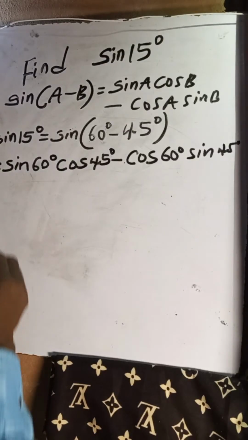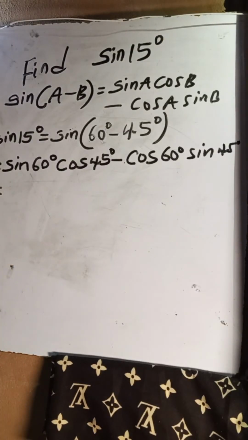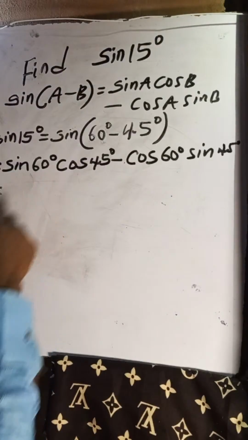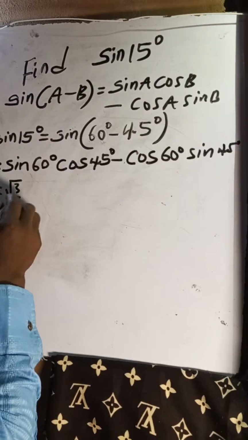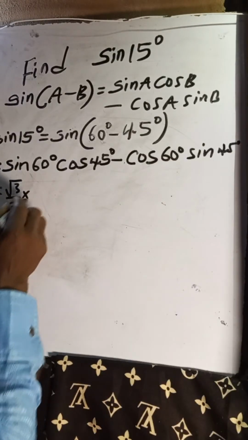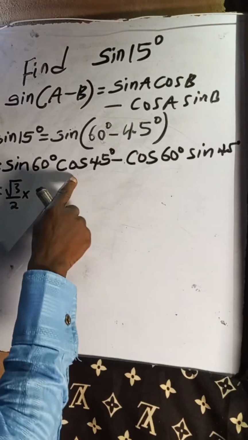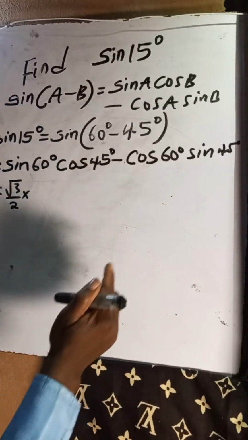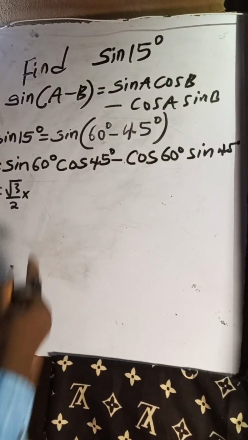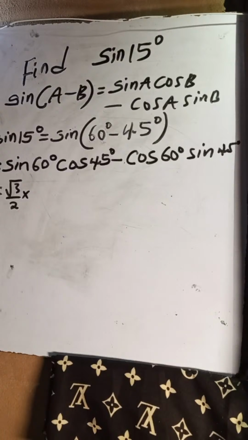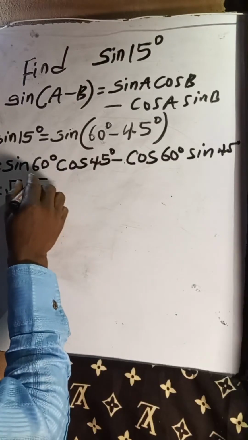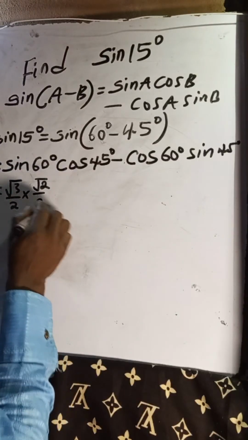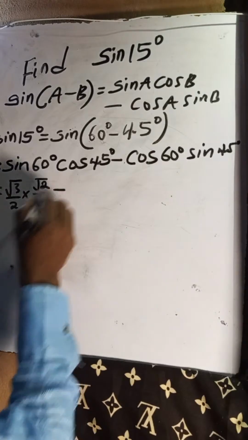Now, what is sine 60? Sine 60 is root 3 over 2. Then times, what is cos 45? Cos 45 is the same thing as sine 45, and that is root 2 over 2. Then minus.